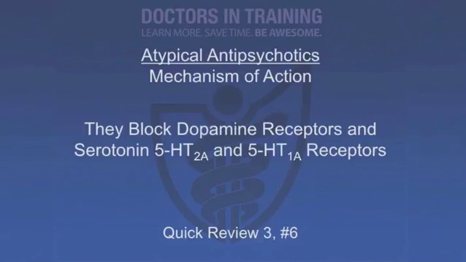Next, what is the mechanism of action of the atypical antipsychotics? So we just talked about how sometimes they can cause side effects, but in order to help better control our bipolar symptoms, we can use the atypical antipsychotics. They block dopamine receptors and they block the serotonin 5-HT2A and 5-HT1A receptors.